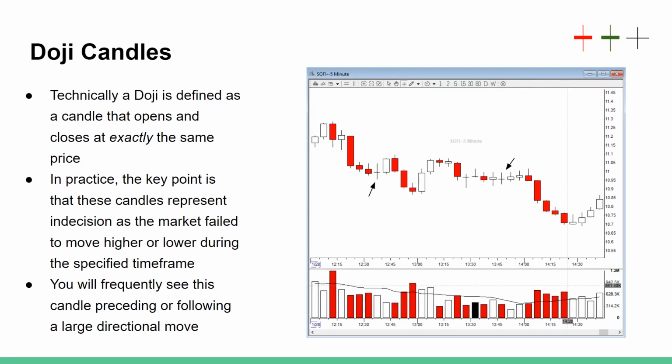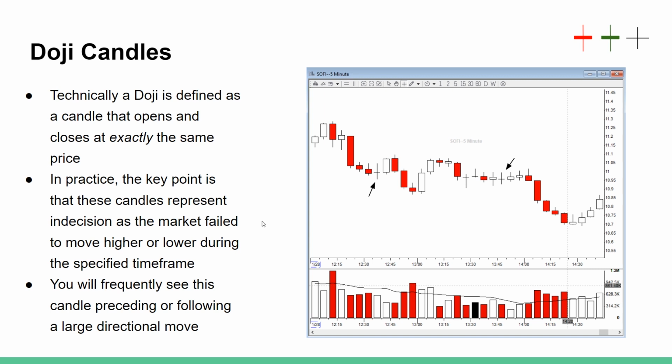The next type of candle that we'll cover are Doji candles. Now, before everybody gets up in arms, if you've heard this definition before, technically Doji candles are those that open and close at exactly the same price. So I don't want to be misleading by calling these two Doji candles and this one also a Doji candle. But in practice, generally all three of these would be referred to as dojis. The important takeaway is that these candles represent indecision in the market.